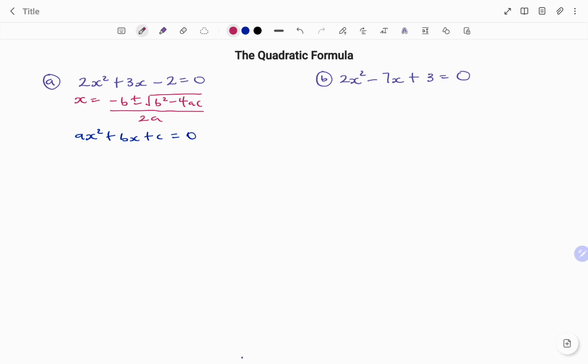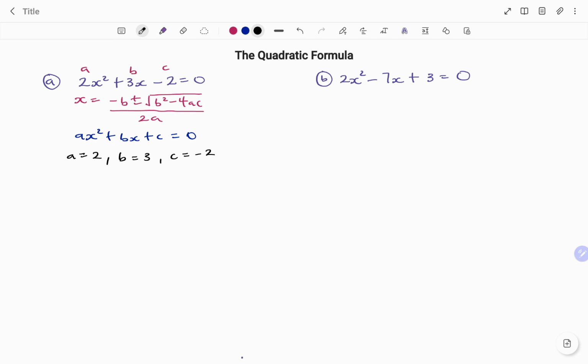Relating this standard quadratic equation with the question given, this will be my a, that's the coefficient of x squared. The coefficient of x is my b, and the constant term is my c. So writing down my parameters, my a is 2 as shown, that's the coefficient of x squared. My b is plus 3, the coefficient of x, and my c is negative 2.